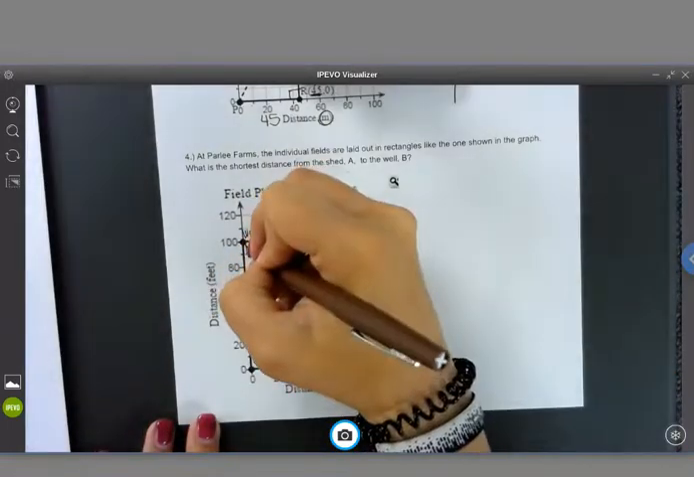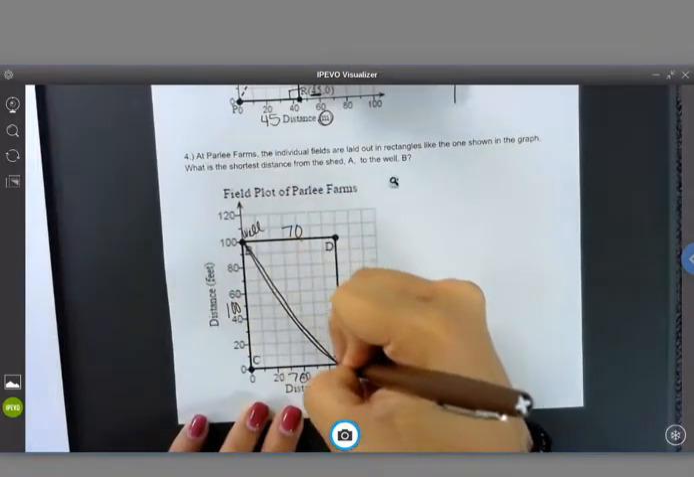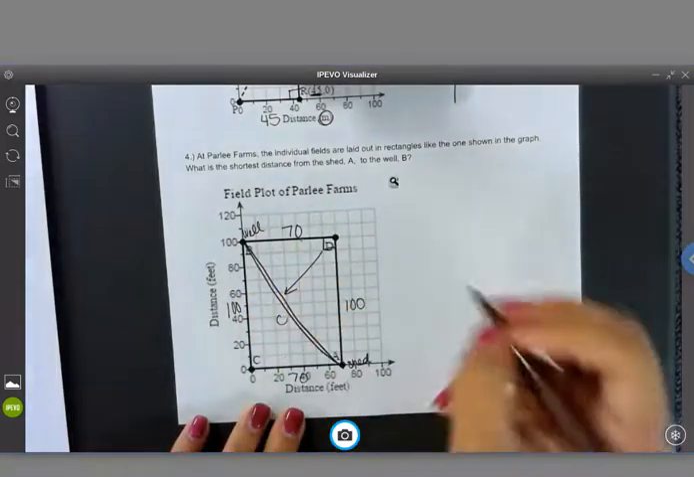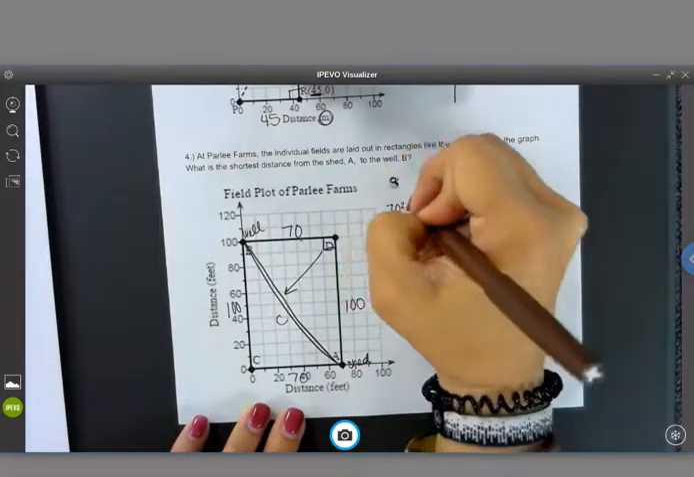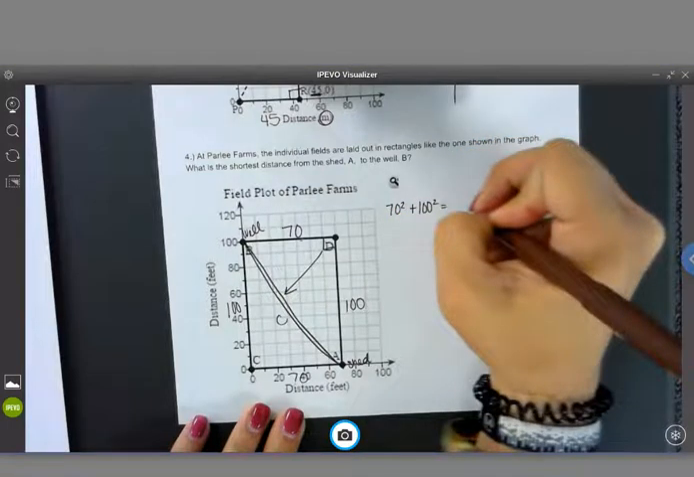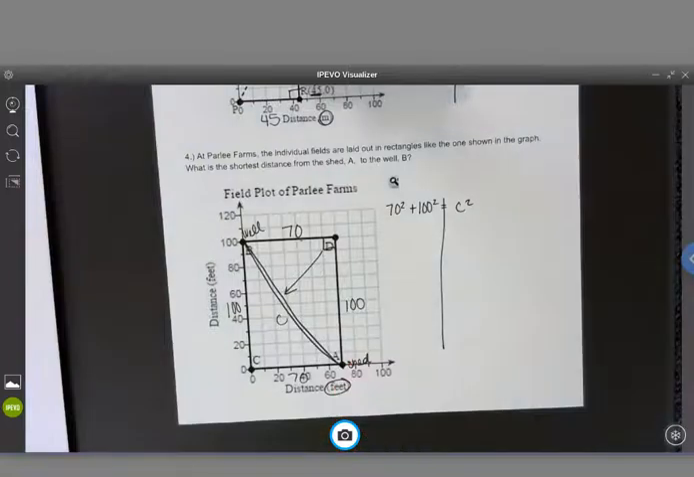Or I can see what the distance is to cut across the field, and go straight from A to B by solving for this, which would be our C value. And I'll leave you to do that. Make sure you label.